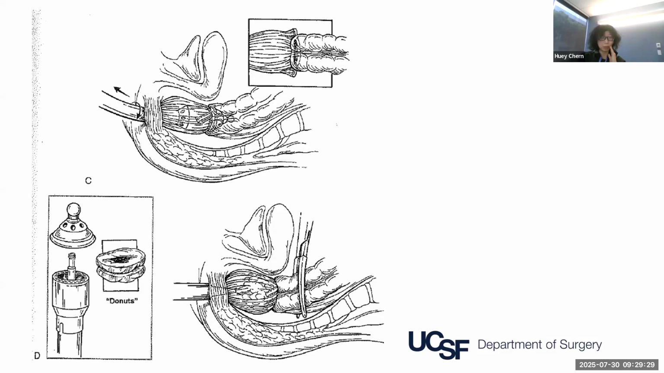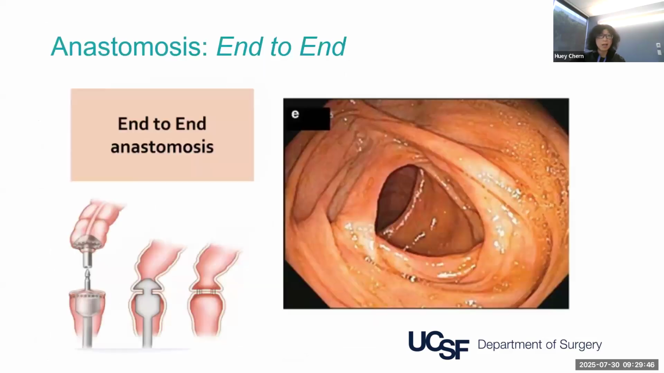This is how the circular stapler is fired, and it creates two circular discs of tissue that you may hear us talking about as donuts in the surgical sense. This may be how this end-to-end anastomosis looks on your colonoscopy. Usually you'll be able to see the staples still.